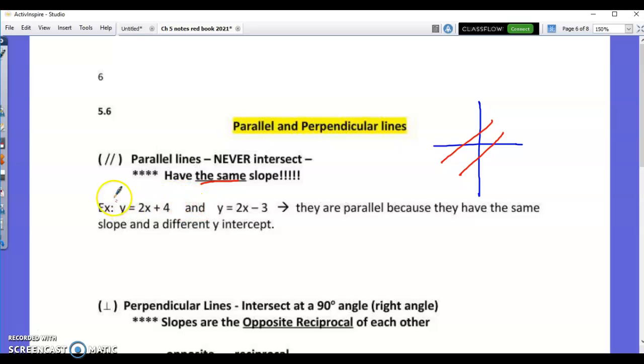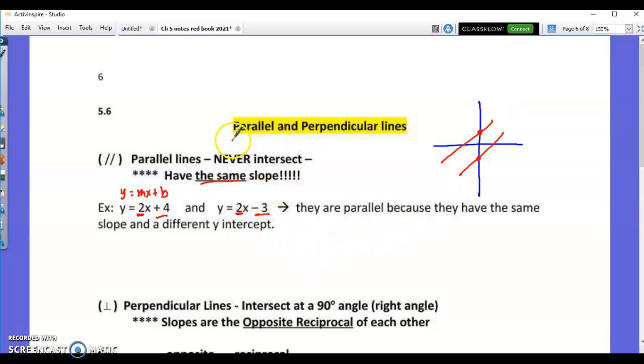Okay, so if we look at this form and remember y equals mx plus b, the slope here is 2 and the slope here is 2. So we can look at that and say, hey, they are parallel because they have the same slope, and the fact that they have a different y-intercept means they're not exactly the same line. So they could be at different points on the y-axis. So maybe this is positive 4, this is negative 3, but they have the same slope, so they're parallel. All right, they'll never cross.